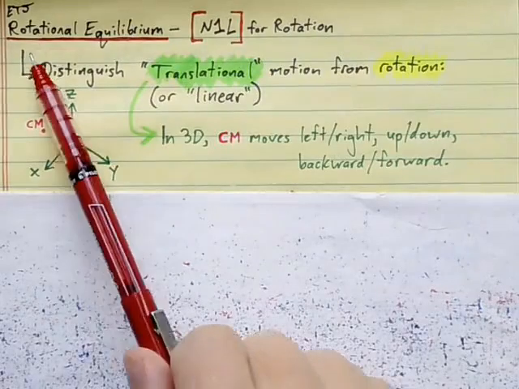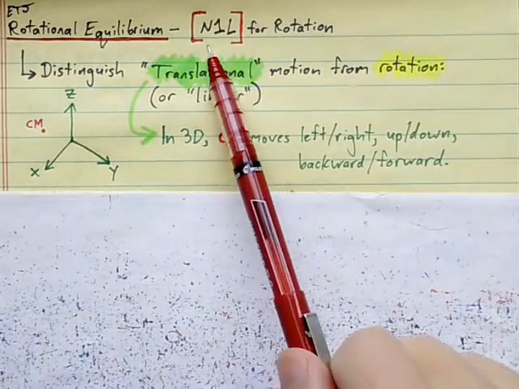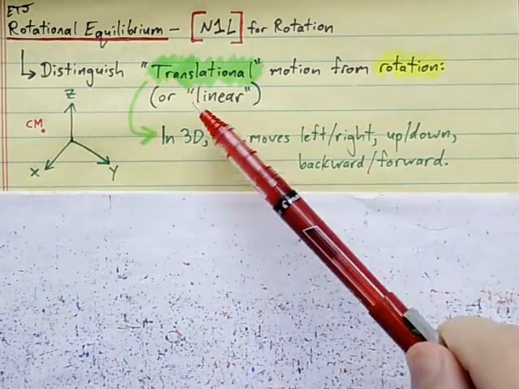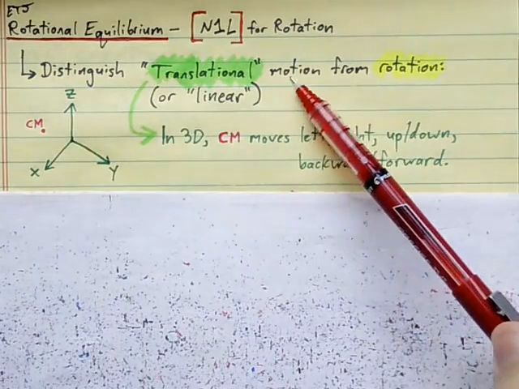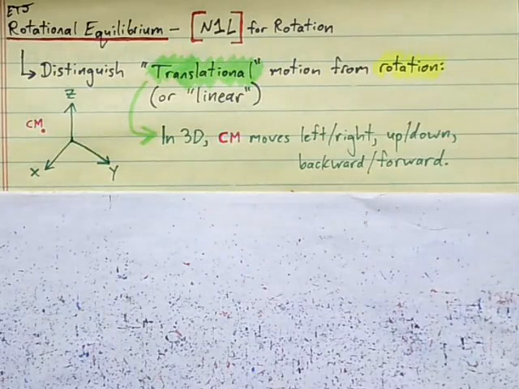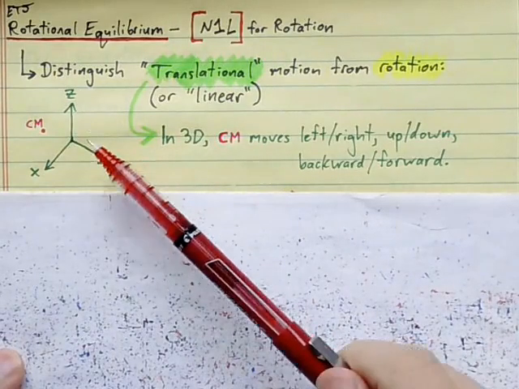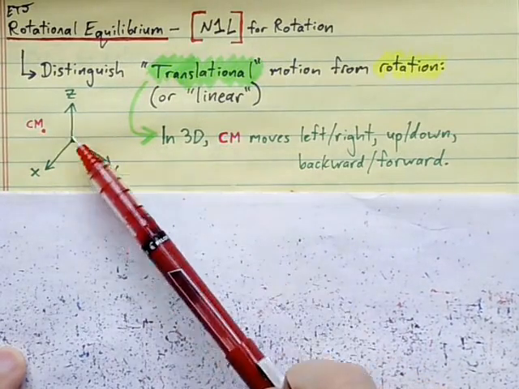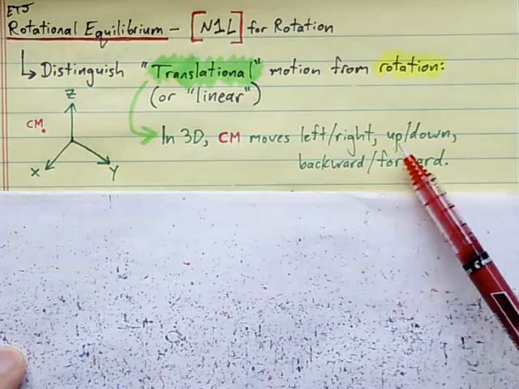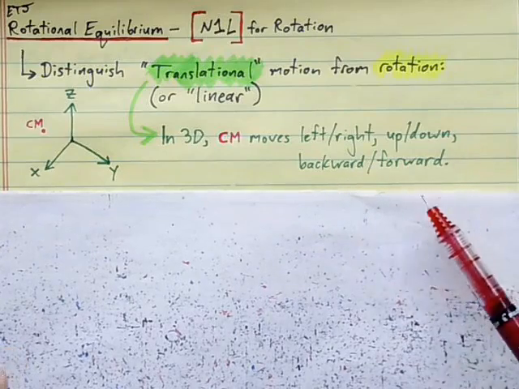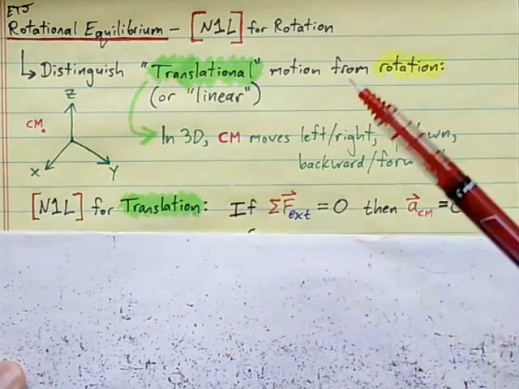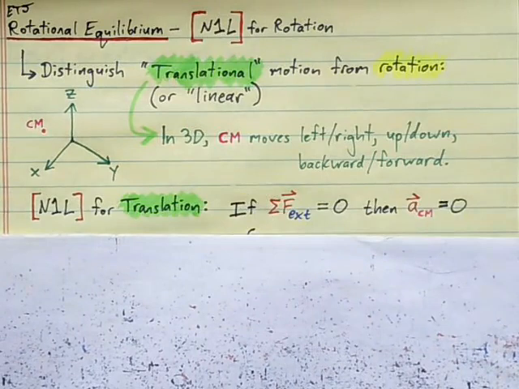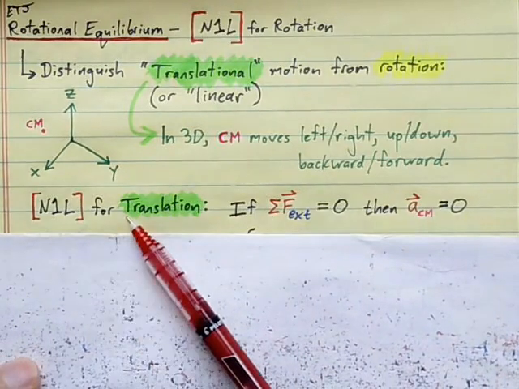To discuss rotational equilibrium and Newton's first law for rotation, we should first take care to distinguish what we mean by translational or linear motion from what we mean by rotation. So if we're moving in 3D and we've got a system or a body that has a center of mass, a single point in 3 dimensions, that point, the center of mass, can move left or right, up or down, backwards or forwards. That kind of motion of the center of mass through space is known as translational or linear motion. And we are familiar with Newton's first law for translational motion.